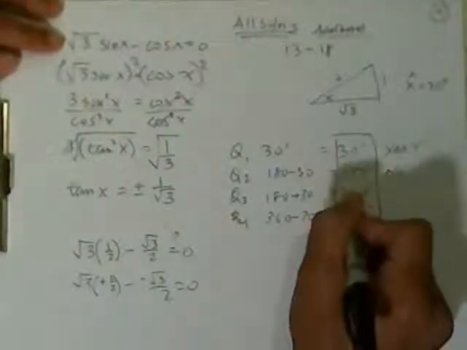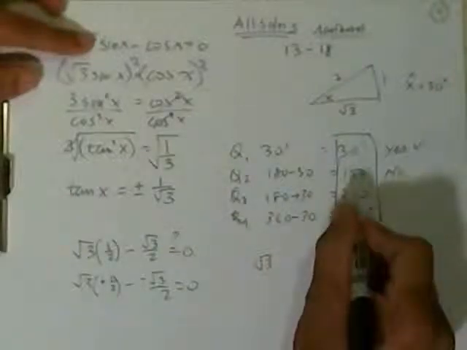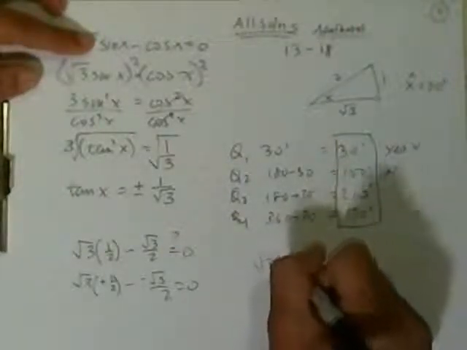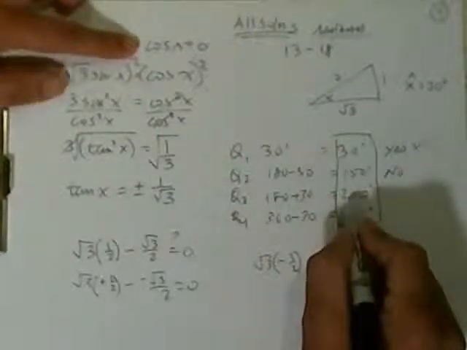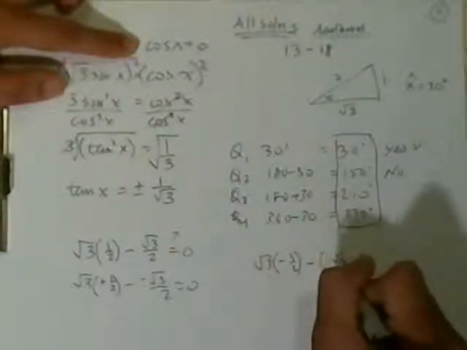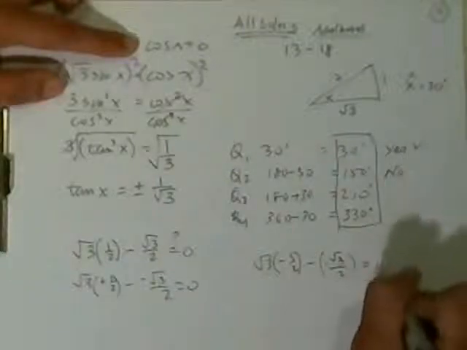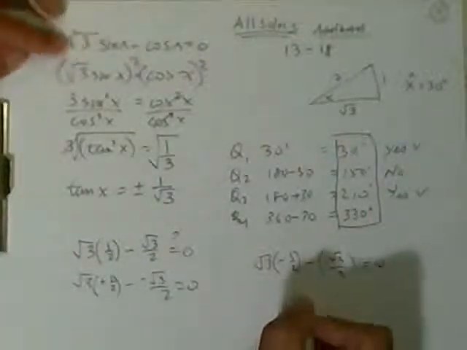Let's check this one right here, 210. Square root of 3 times the sine of 210. Sine of 210 is going to be negative 1/2 minus cosine of 210. Cosine of 210 is going to be negative root 3 over 2. A negative, positive, does that equal 0? Yes. Check.